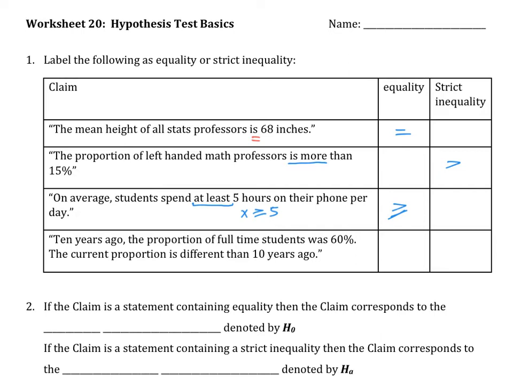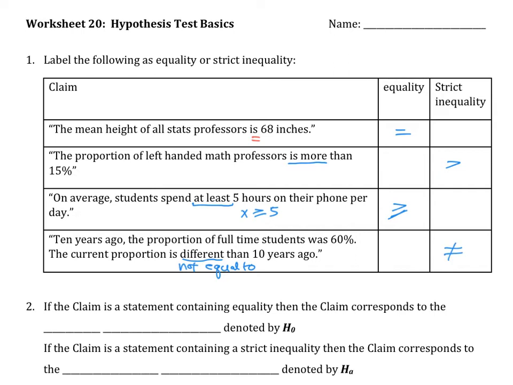The last statement: 10 years ago, the proportion of full-time students was 60%. The current proportion is different than 10 years ago. Well, it says different. It just means it's not equal to, right? Not equal to. So that means it's a strict inequality, where it's not equal to.